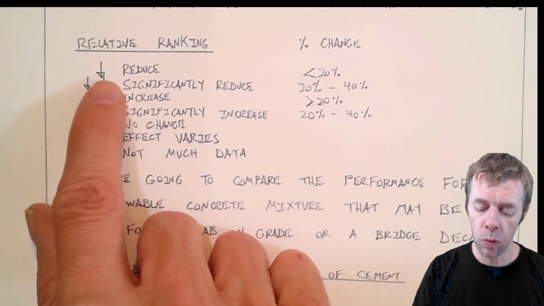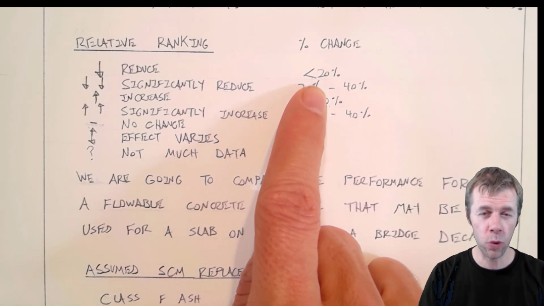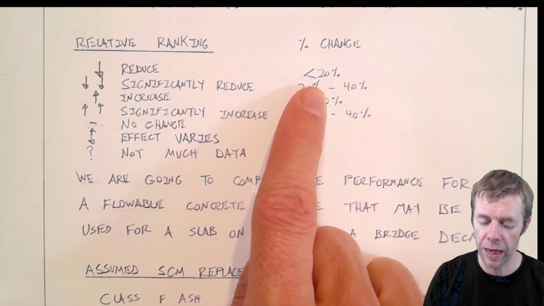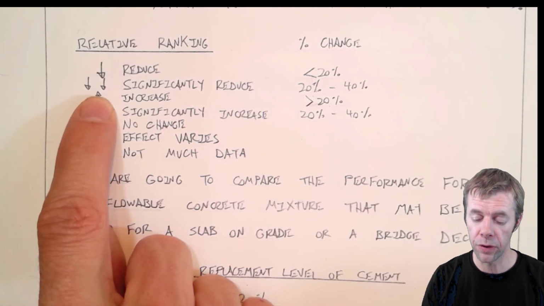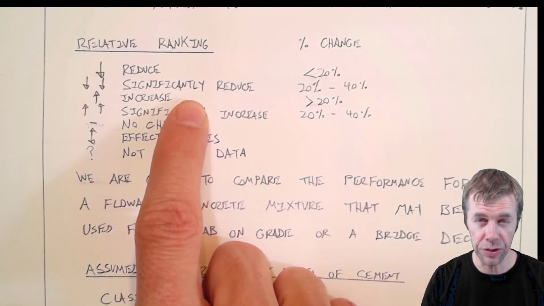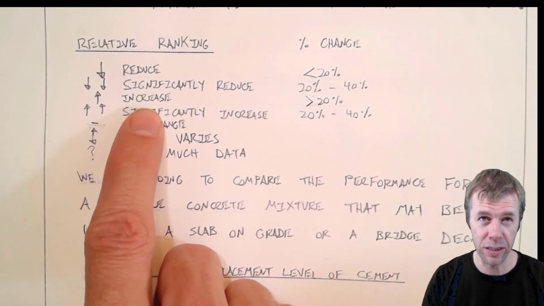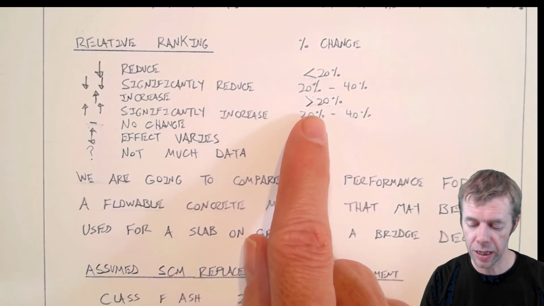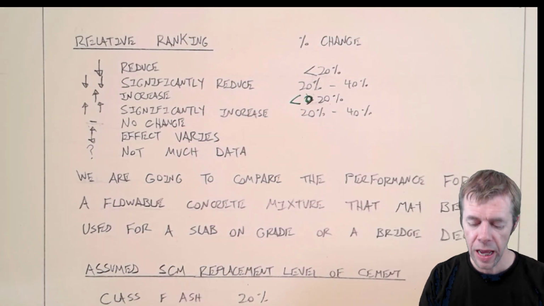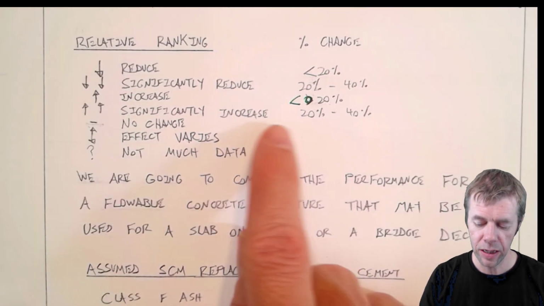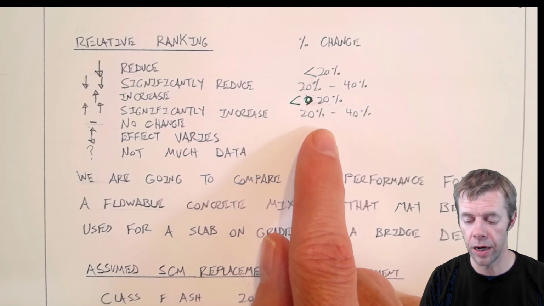And I'm going to say when something goes down, it reduces it by less than 20%. Maybe not 20%, but not more than 20%. And if I give something a double down, 2 arrows down, that means it's going to significantly reduce it, between 20 and 40%. An arrow up means it increases it by less than 20%. And if it's a double up arrow, then that's going to be 20 to 40%. So that's going to be much more of an increase.